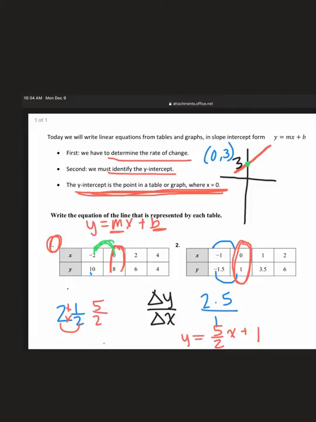Let's backtrack to see what we did. First, we determined the rate of change by finding the change in y. Y was changing by 2.5, right? We wrote it down. X was changing by 1. So we had 2.5 over 1. Me personally, I converted that into an improper fraction. Because now, if I wanted to graph it, I know my graph is going up 5 over 2. If you wanted to go up 2.5 over 1, you could, but it just makes it a little bit trickier, right? Now, we identified the y-intercept because we know it's the point where x is 0, right? So where x is 0, y was 1. That was our y-intercept.